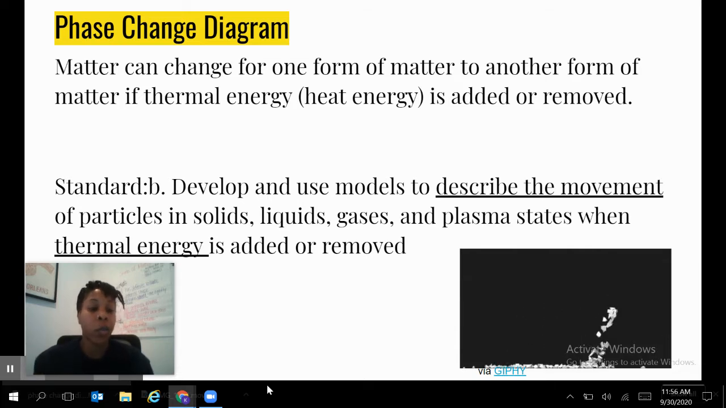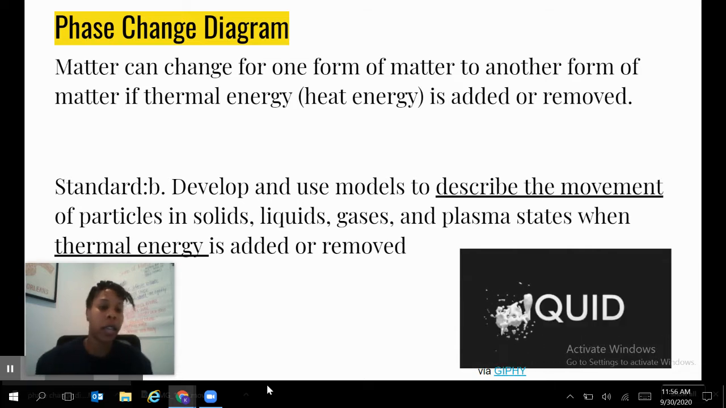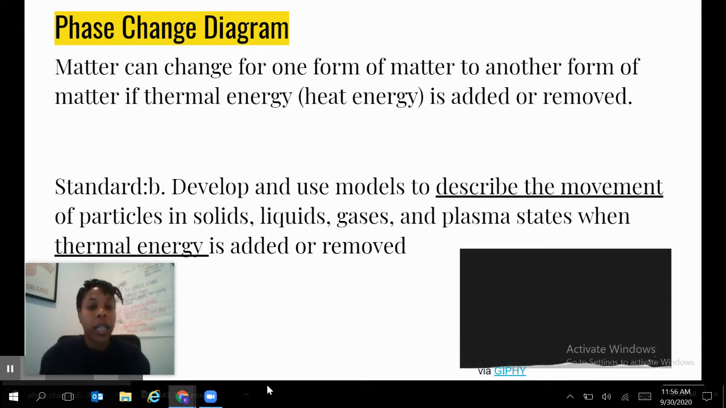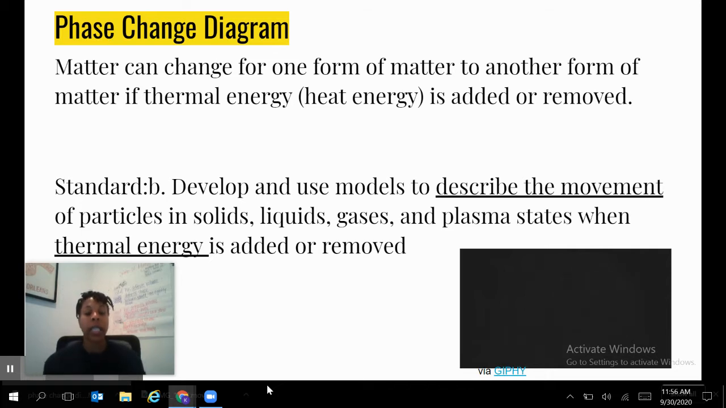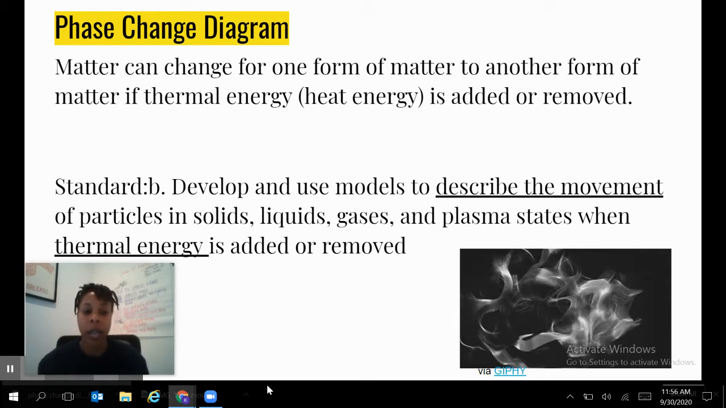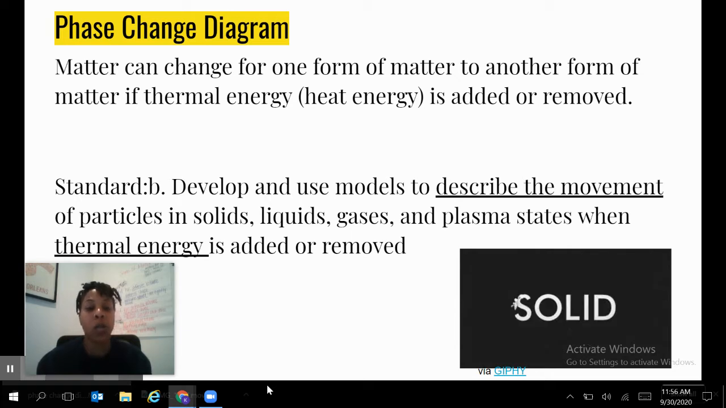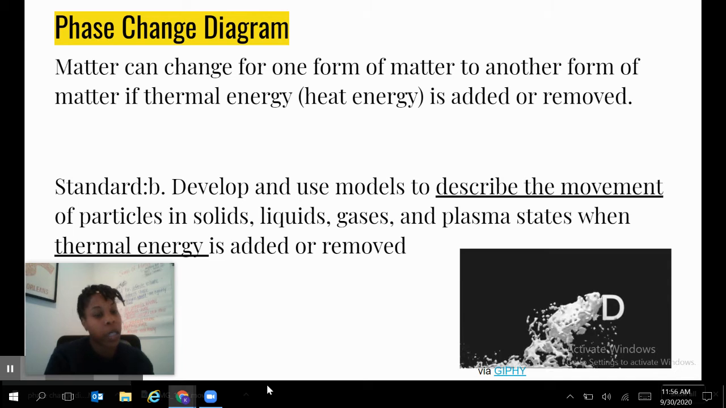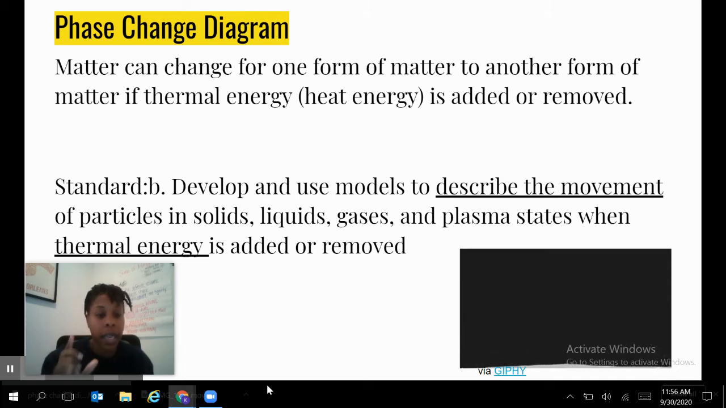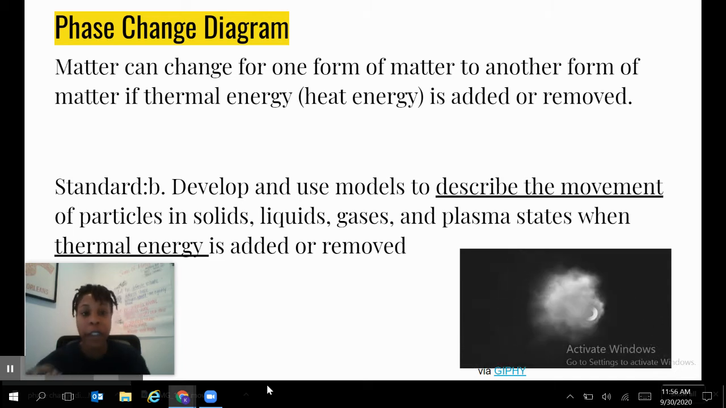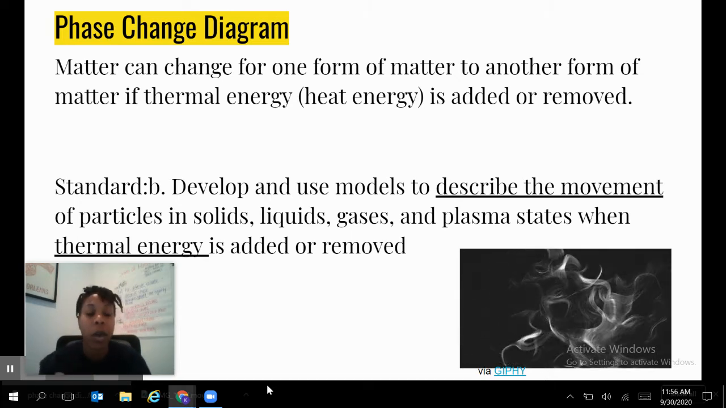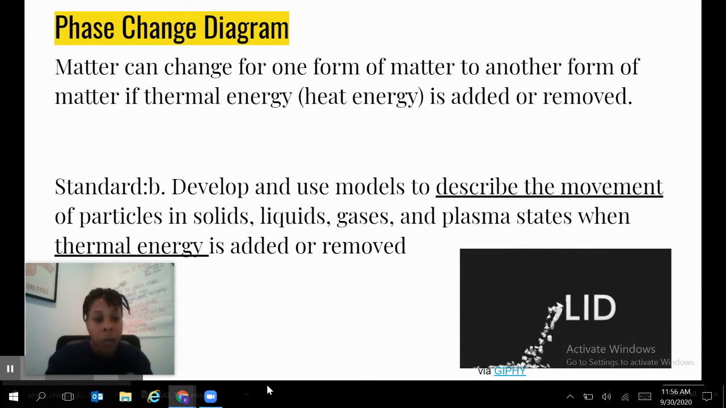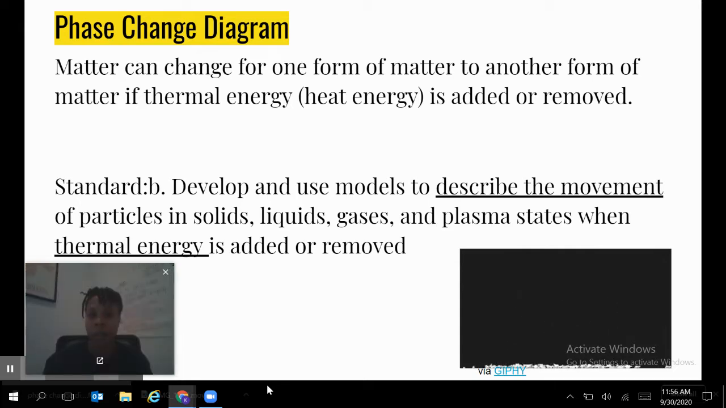We are still on standard SP8.1B, which states that we can develop or use models to describe the movement of particles in solids, liquids, gases, and plasma states when thermal energy is added or removed. Because we are going to master standards, you are focusing on using a model. That is what a diagram is. If you can draw and read a phase change diagram, you can use a model to describe the movement of particles in states of matter, which means you have mastered this standard.